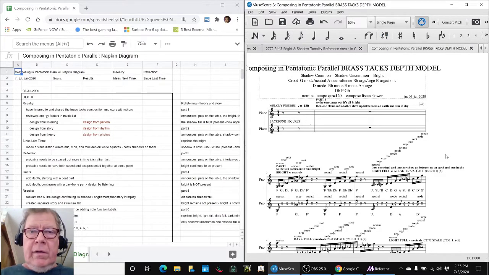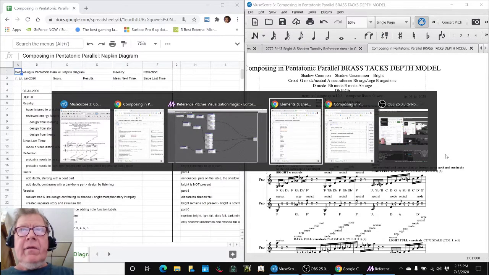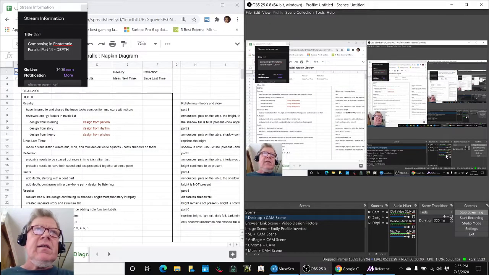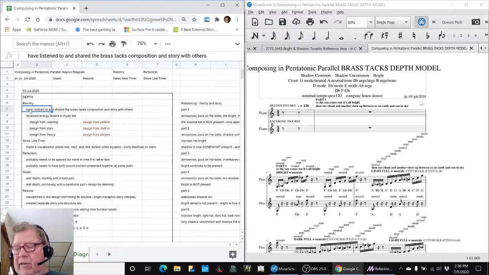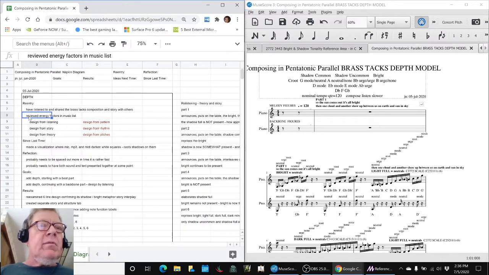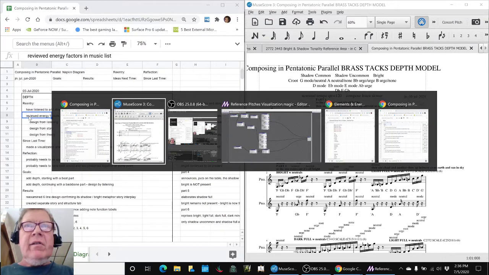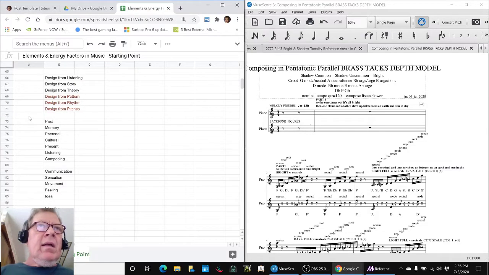Ladies and gentlemen, this is a recap of composing in pentatonic parallel part 14, depth. In today's episode, we spent some time listening to what we call the brass tacks composition from the last stream and reviewed it with others. And we also reviewed what we called our energy factors list, which we updated at the beginning of this series.